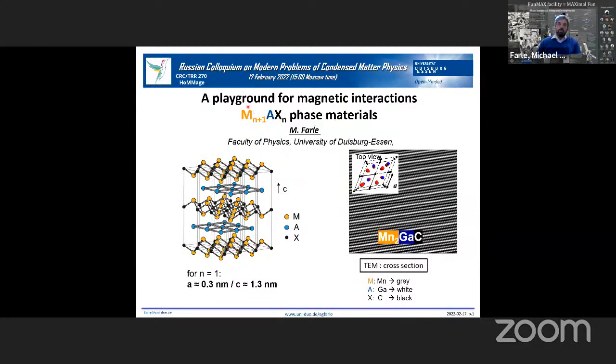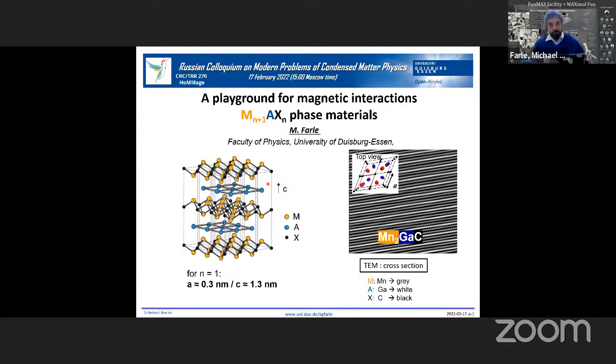These are materials which can contain a metallic element M, a group 4 element, the A, and an X, which initially is carbon or nitrogen, but nowadays it can also be boron. So what is so fascinating about this class of materials? Just look at this cartoon structure here. You see the yellow dots, which correspond to the M element. You see the A element here, the blue dots.